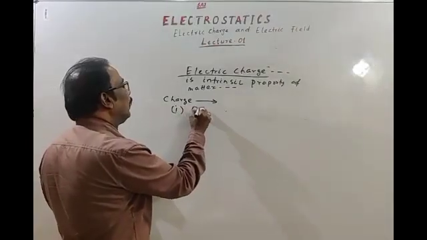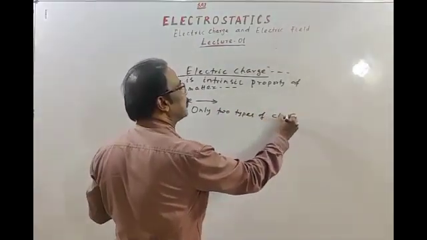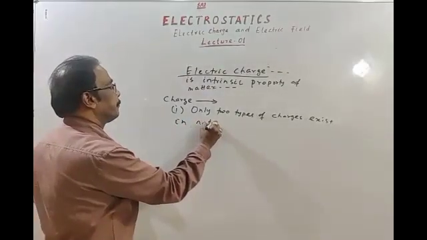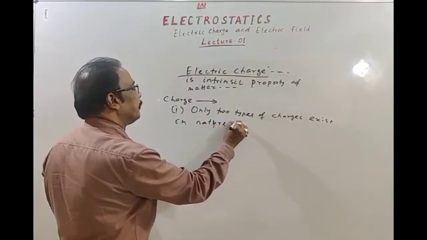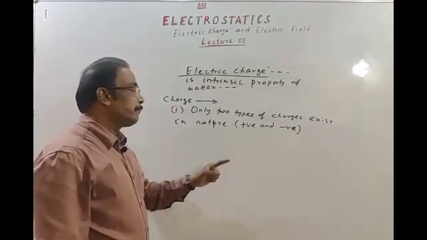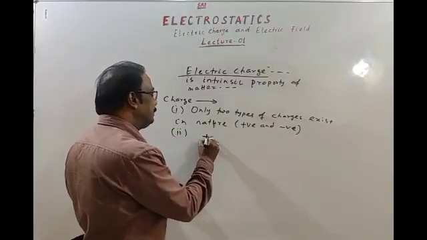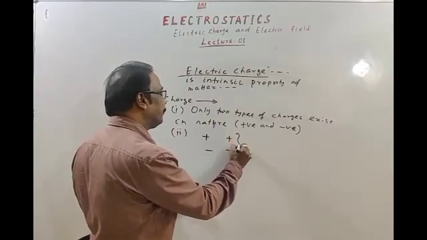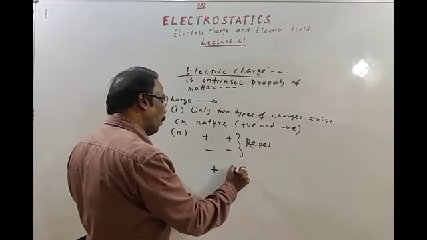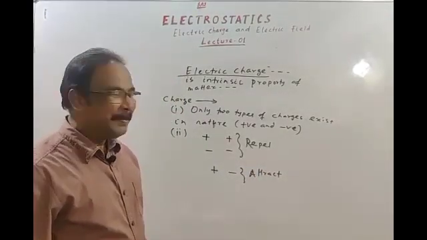Number one, about charge. Only two types of charges exist in nature. That is positive and negative. Only two types of charges exist in nature. Positive and negative. Only two types. Okay. Also it is found that similar charges, positive or negative, repel each other. And the dissimilar charges, positive and negative, attract each other. Okay. These are from experiments.